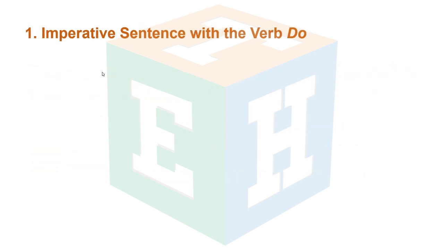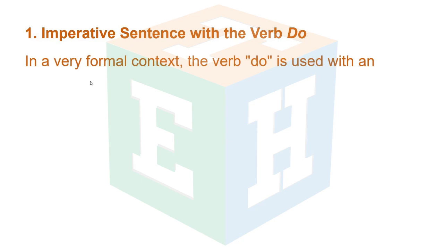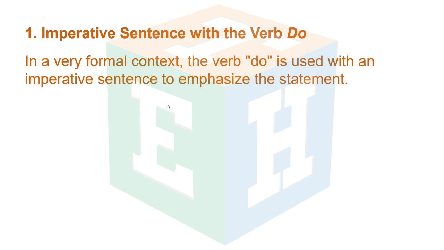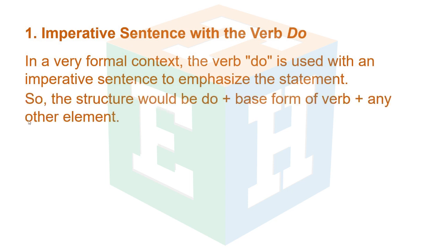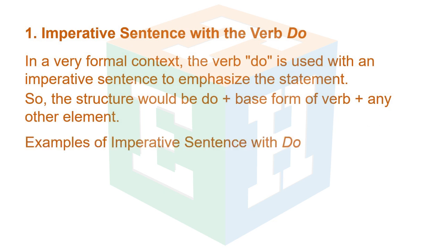Number 1, imperative sentence with the verb do. In a very formal context, the verb do is used with an imperative sentence to emphasize the statement. So the structure would be do plus base form of verb plus any other element. Examples of imperative sentence with do.